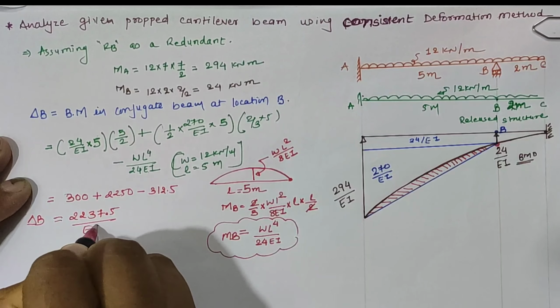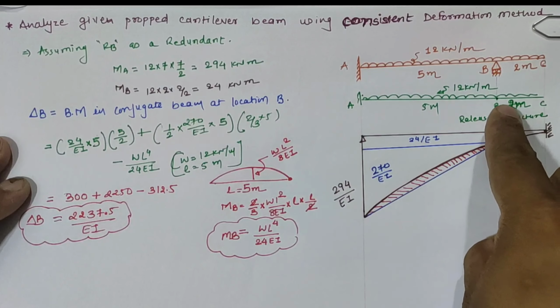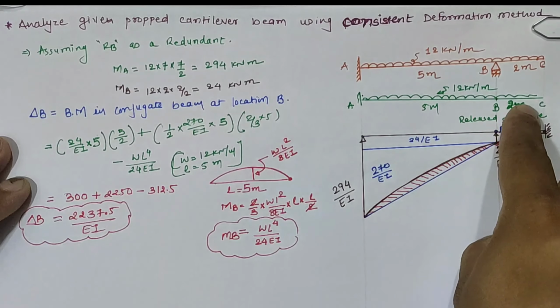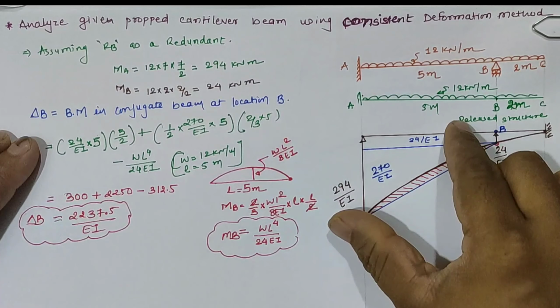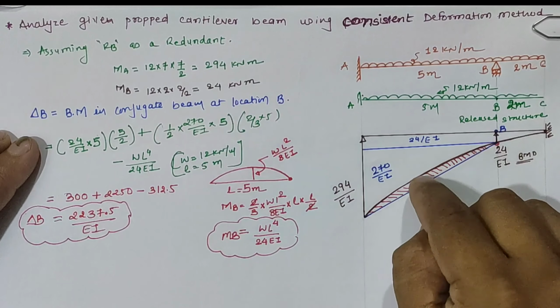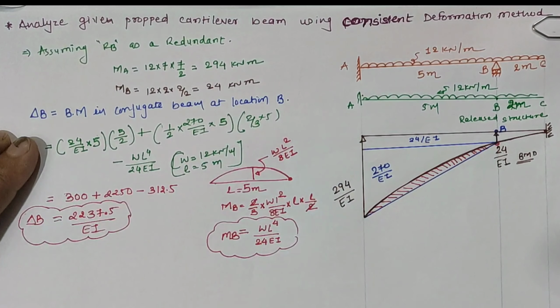So for a UDL, which is loaded through the entire span, if we have to calculate a mid-span or intermediate span delta B, then we have to remove WL raised to 4 by 24 EI as a moment at that particular location, and the rest of the parabolic curve will be converted into rectangular and triangular shapes, as described in the example.